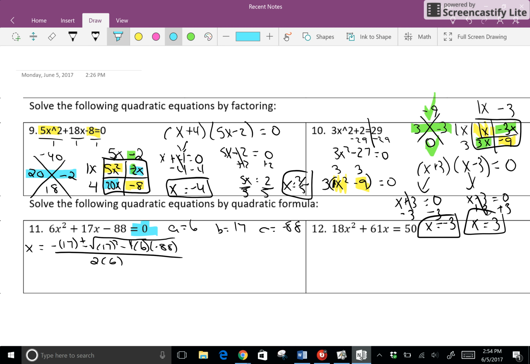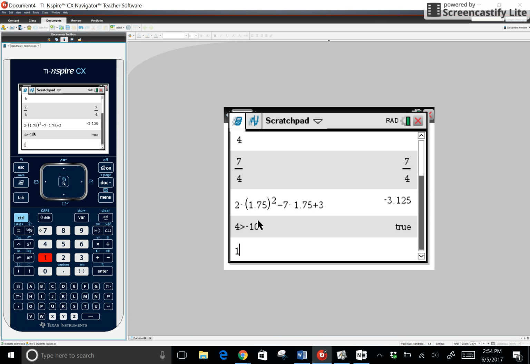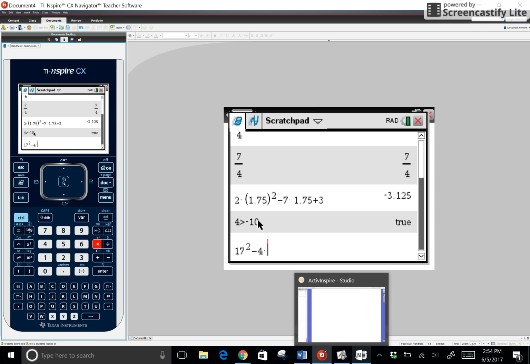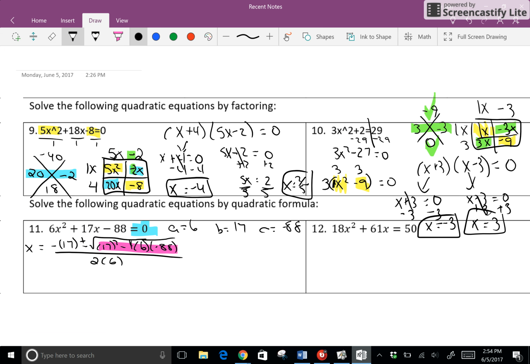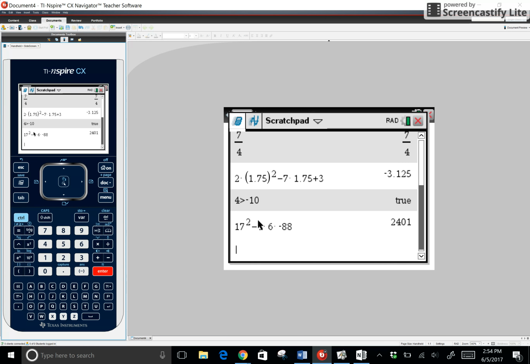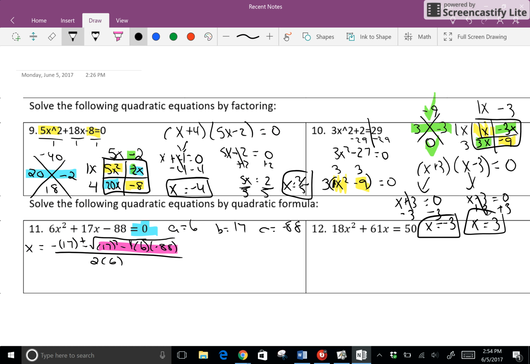Now, I really recommend you do the discriminant first. The discriminant goes into the calculator without the square root. So 17 squared minus 4 times your A value, which is 6, times your C value, which is negative 88. You get 2,401. And then you simplify.